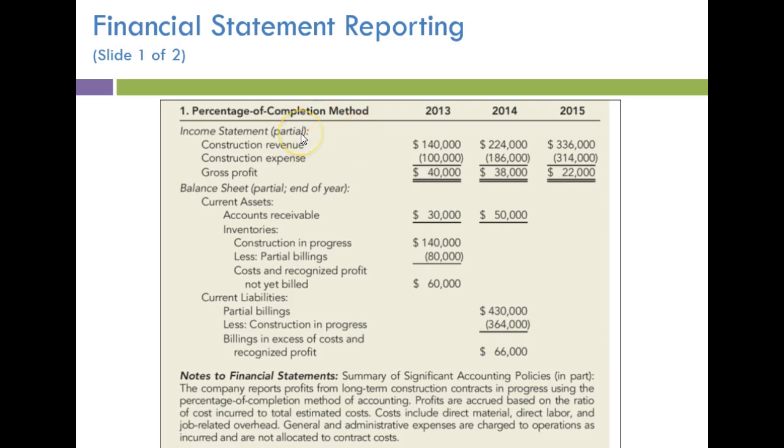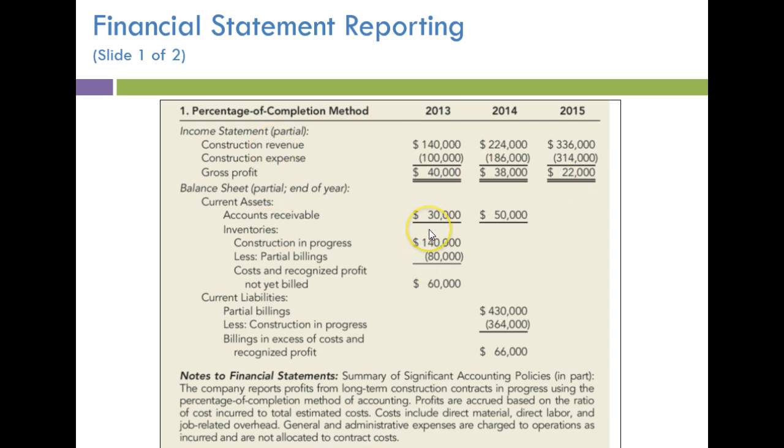In the income statement, when we're dealing with the percent of completion method, do you see how we show our revenues of 140? We show our expenses of 100 to have our profit of 40 here. Then in 2014, we show our revenue less our expenses, and in 2015, our revenues less our expenses. We're trying to match. You know that matching principle? We're trying to match our revenues accordingly with our expenses to keep that gross profit margin the same.